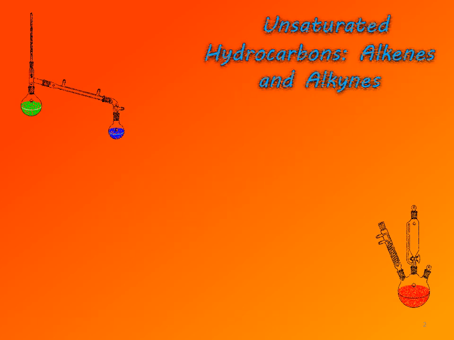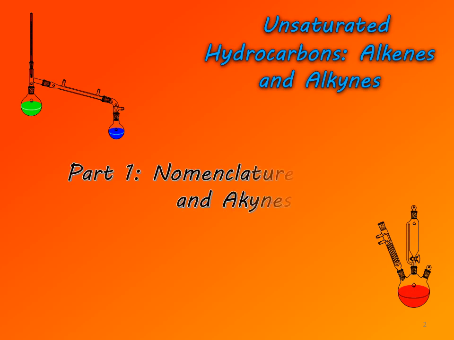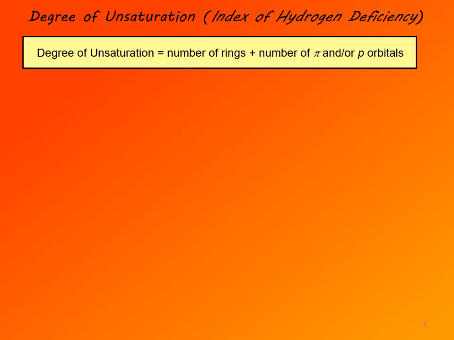In this video, we are going to look into nomenclature of alkenes and alkynes. Before we look at nomenclature itself, we should examine the concept of degree of unsaturation, or as it is also called, index of hydrogen deficiency. So, degree of unsaturation of an organic compound equals number of rings and number of pi or p orbitals.